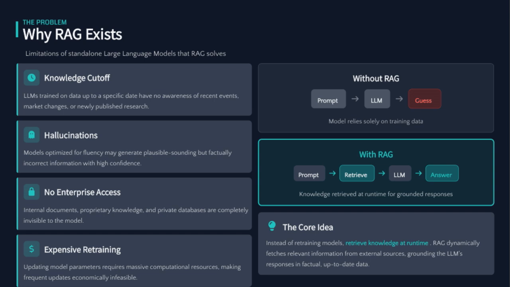This is different from the traditional approach, where the language model relies solely on the training data it was originally fed. In that traditional setup, the model simply guesses based on what it learned during training, without access to the latest information. One of the key benefits of RAG is that it allows the model to access external sources like internal documents, proprietary knowledge, or private databases. These sources are invisible to the model when it's operating without RAG, which means it can provide much richer and more accurate answers.